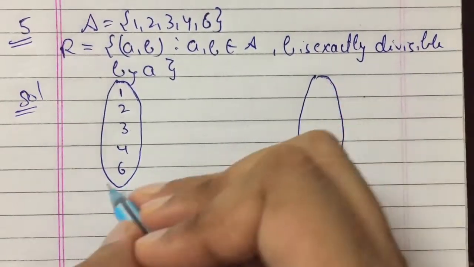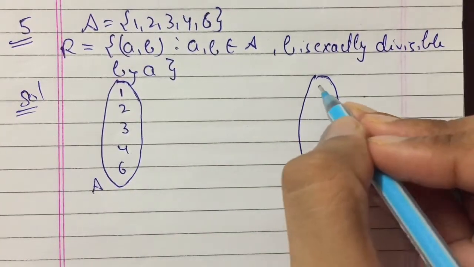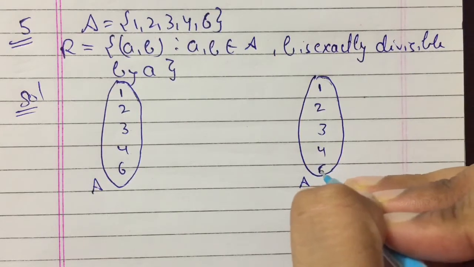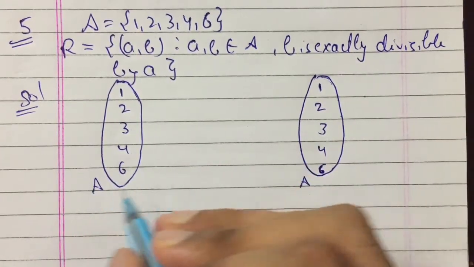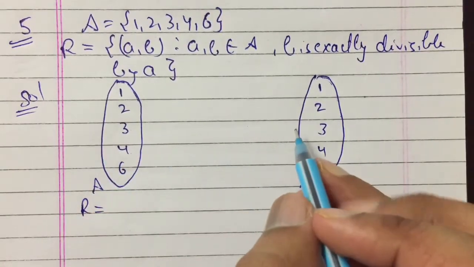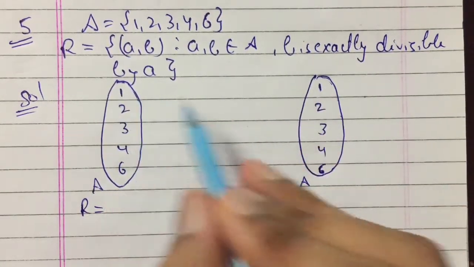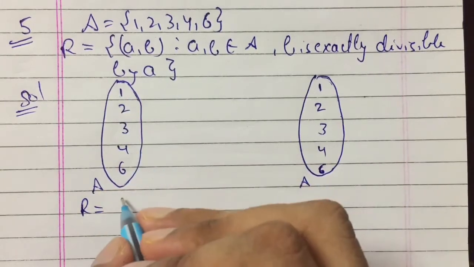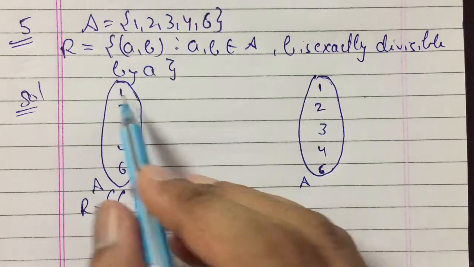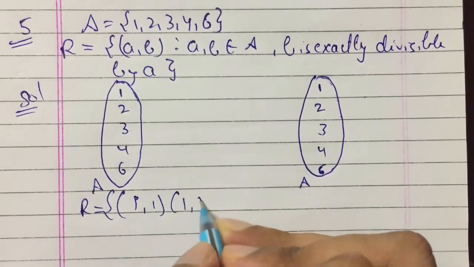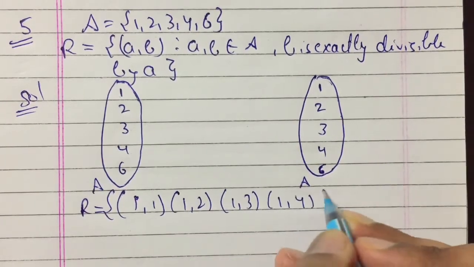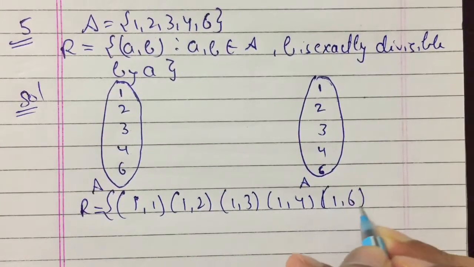B means there are two sets A and A only. So 1, 2, 3, 4, 6. Now we have to define a relationship from A to A such that B is exactly divisible by A. So 1 is exactly divisible by 1, 2 is exactly divisible by 1. So we can say 1 comma 1, because 1 divides 1 also, 1 divides 2 also, 1 divides 3 also, 1 divides 4 also, and 1 divides 6 also.